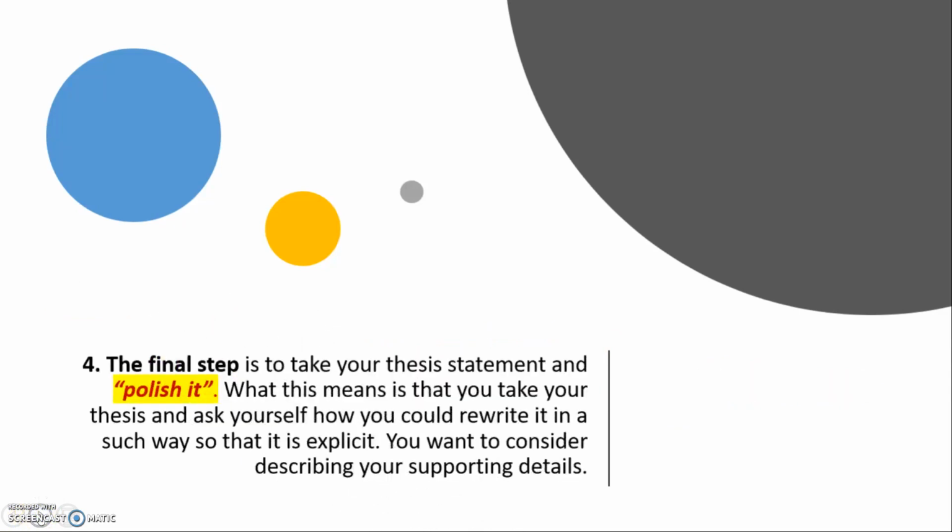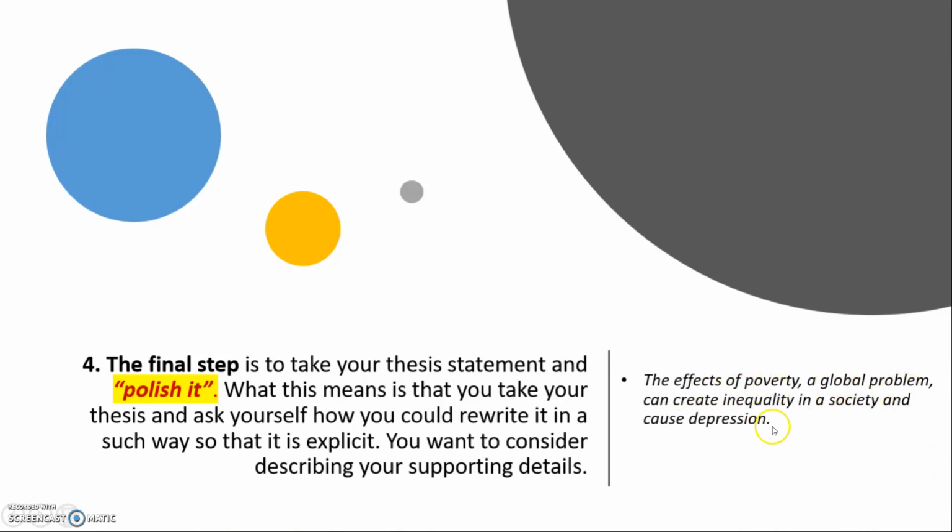The final step is to take your thesis statement and to polish it. What this means is you take your thesis and you ask yourself how you can rewrite it in such a way so that it's explicit. You want to consider describing your topic or describing your supporting details. In my case, I decided to describe my main topic. So I said this: the effects of poverty, a global problem, can create inequality in a society and cause depression. And here it is. This is my thesis. And at this point, I'm done.